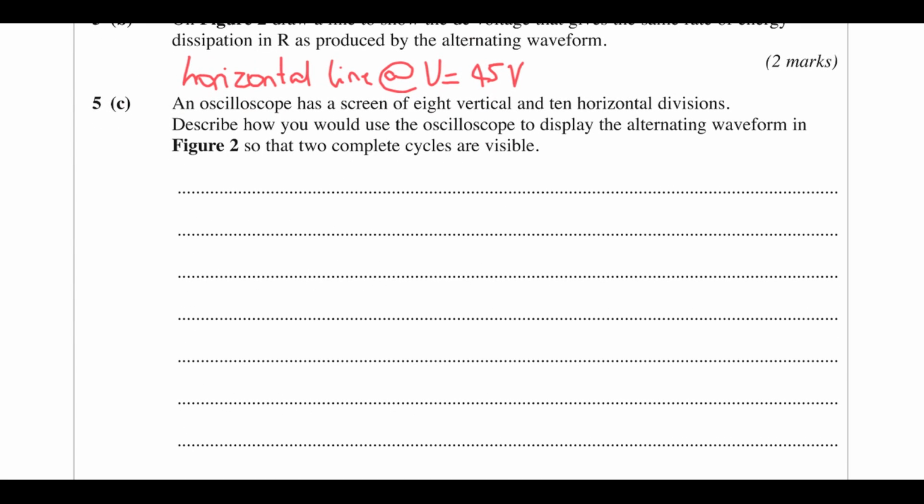Okay. An oscilloscope has a screen of 8 vertical and 10 horizontal divisions. Describe how you'd use that oscilloscope to display the alternating waveform in figure 2, so you can see that 2 complete cycles are visible. So first thing is you have to connect your signal to the Y plates of your oscilloscope, so that's how you get a waveform at all on your oscilloscope.